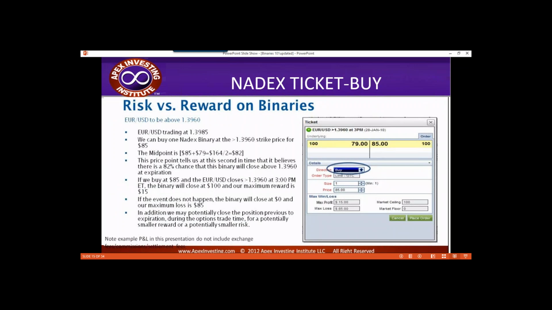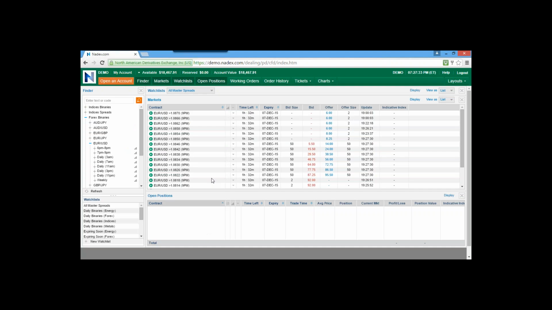All right, let's take a look here, and Dave, this will answer your question. Let's take a look at an example of a Nadex ticket. Let's talk about risk and reward. Let's say we selected this particular binary option contract, stating that the euro dollar would be greater than 1.3960 at 3 p.m. Right now, I can buy this contract for 85, or I can sell it for 79. So I open it up and I select buy, and I put in a quantity of 1. Let me show you an example here. Let's go right here onto the platform. I'm going to select this one.